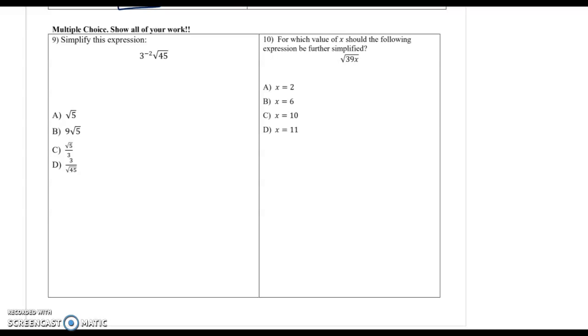Okay, moving on to the multiple choice. Looking at the first one, since it has a negative exponent, we need to move it down.